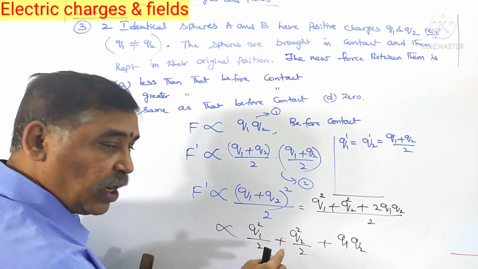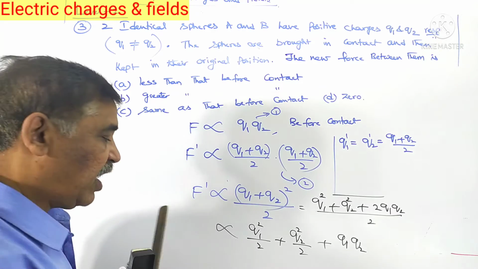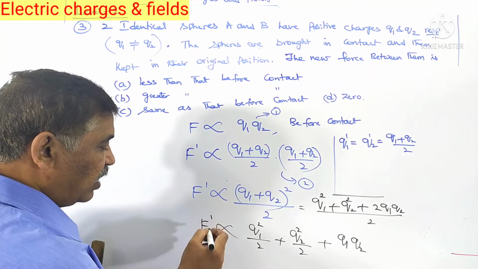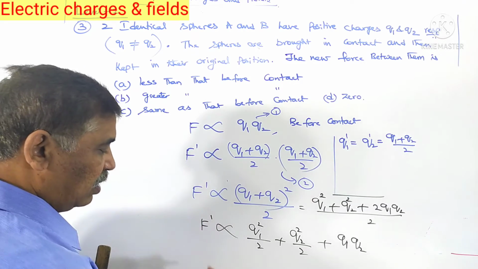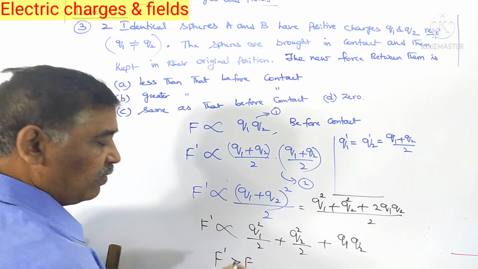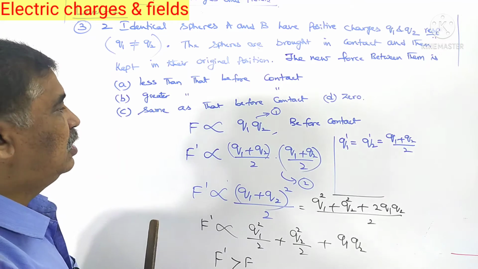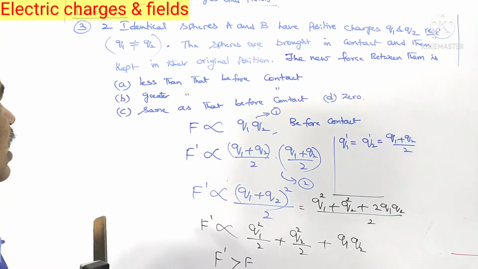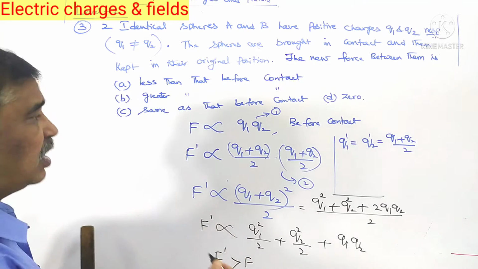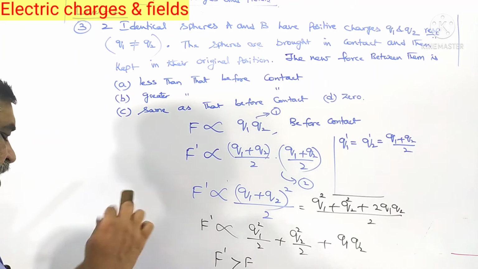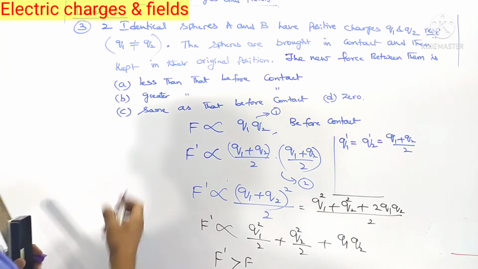The reason being, these are the two additional terms we come across in F dash. So therefore, comparing this equation with equation 1, F dash is greater than F. This is the conclusion we can draw at the end of this equation. We can go for the option greater than that before contact. So option B is the correct answer for this question.